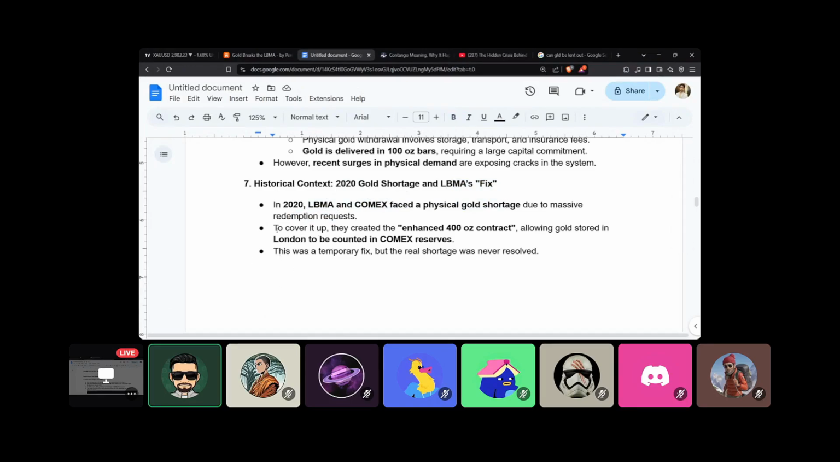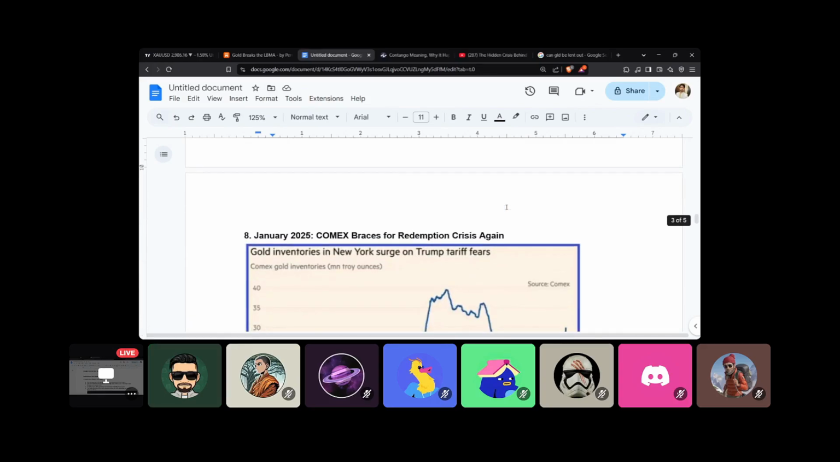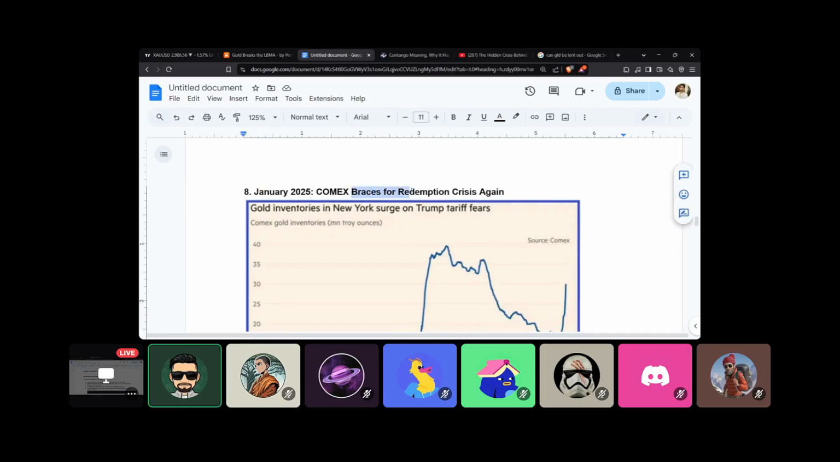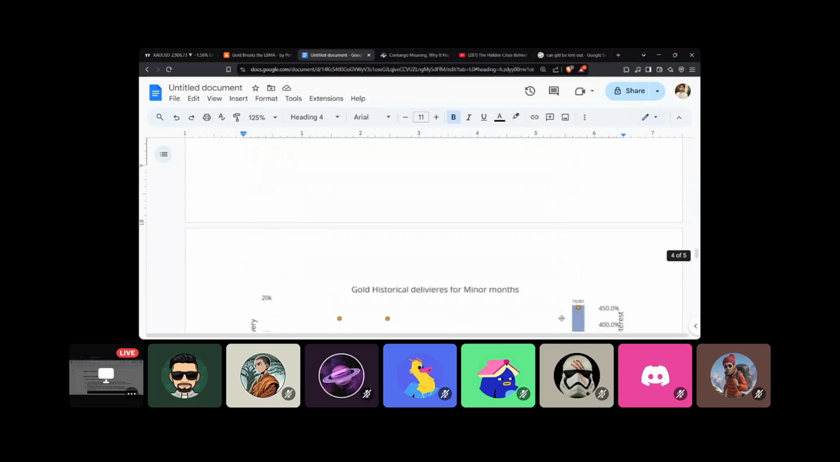This thing is interesting. I think the guy forgot to cover it in the video, but the article which I have given in the Tradfi channel covers it. To cover it up, they created an enhanced 400 ounce gold bar. Yeah, this thing was covered in the video, but this was a temporary fix, and the real shortage was never solved. So January 2025: COMEX braces for redemption crisis, and this is COMEX preparing for the crisis.